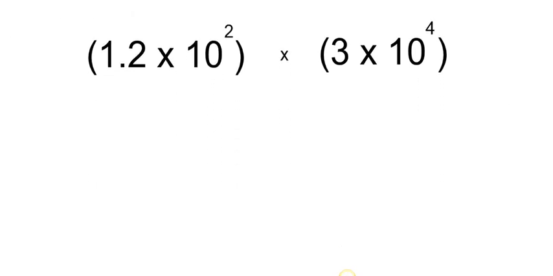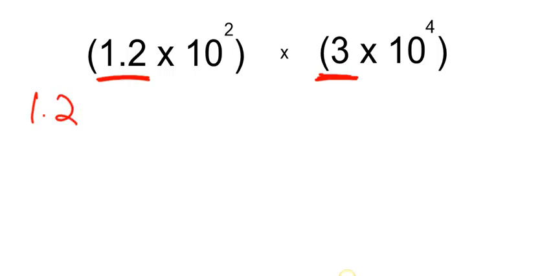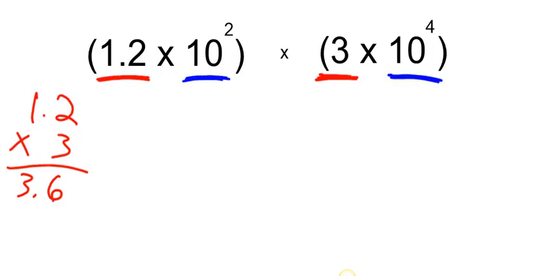So what we're going to do is take our first part, the scientific part, and group those together. We're going to take our 1.2 and multiply by 3 and solve for that part right there. Quick math says that. Then I'm going to take my powers of 10, group those together and multiply.